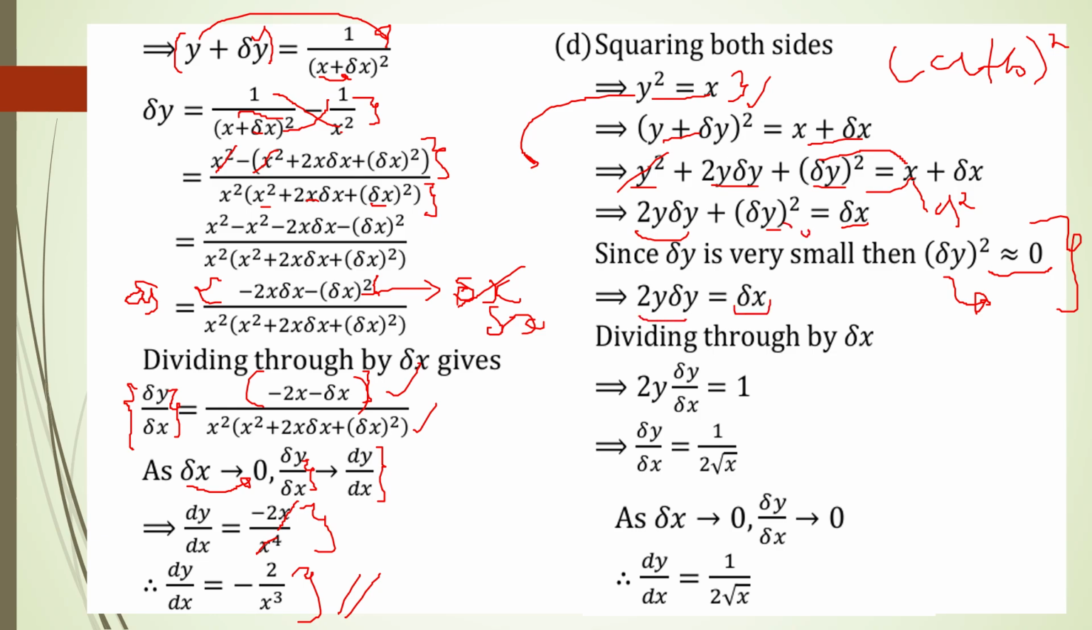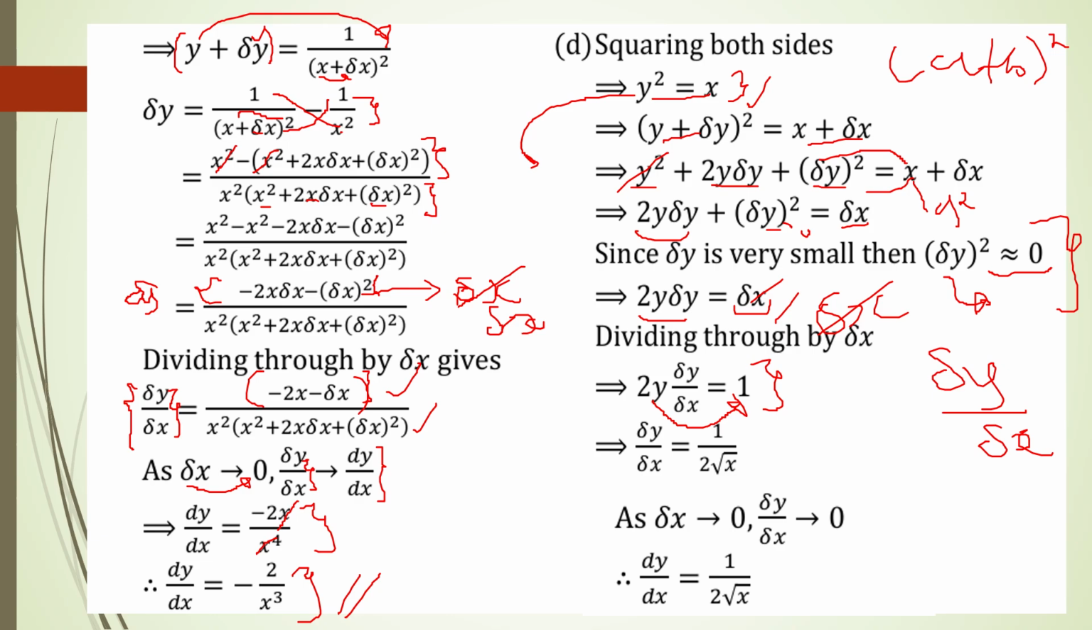Now remember that we are looking for delta y divided by delta x, and the only way to get that is by dividing through each side by delta x. So this side you're going to end up with 1 because the delta x cancel each other. And this side you're going to end up with 2y multiplied by delta y over delta x. So to make delta y over delta x the subject, we have to take 2y this side. So it's going to be delta y over delta x equal to 1 divided by 2y.